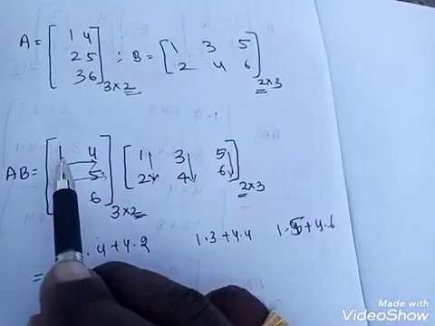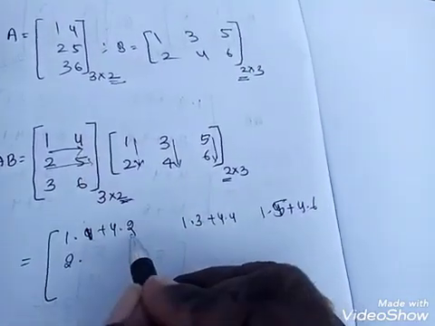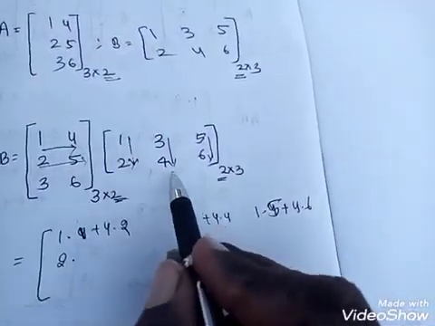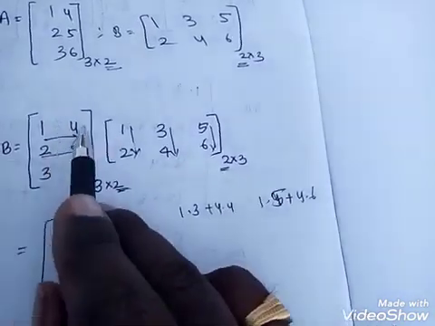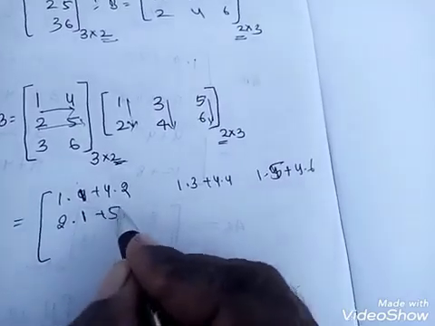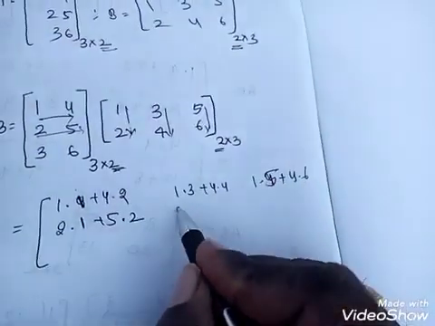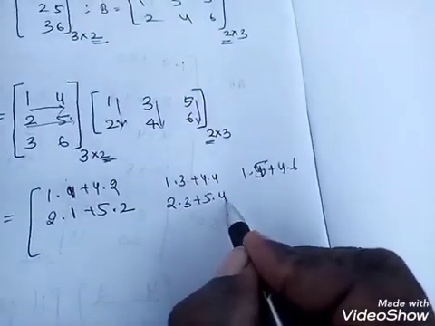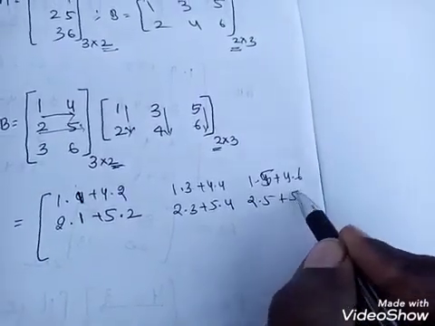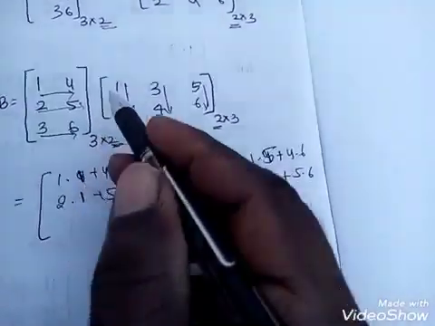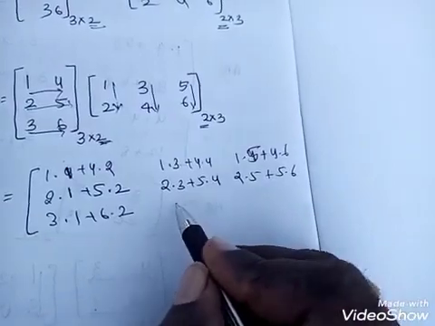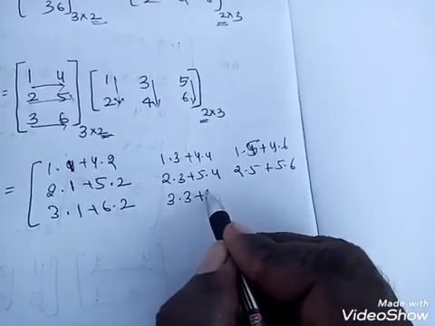Now first row with first column, 1 dot 1 plus 4 dot 2, and 1 dot 3 plus 4 dot 4. Next 1 dot 5 plus 4 dot 6. Similarly second row, first column, 2 dot 1 plus 5 dot 2. Second row, second column, 2 dot 3 plus 5 dot 4. Second row, third column, 2 dot 5 plus 5 dot 6. Next third row, first column is 3 dot 1 plus 6 dot 2. Next 3 dot 3 plus 6 dot 4.